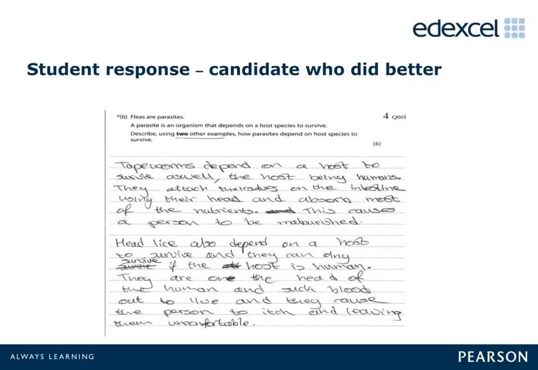In this case, the candidate gave 2 examples, so was awarded mark band 2 for 4 marks. They did not give the detail of the parasite-host relationship in the detail needed for mark band 3.